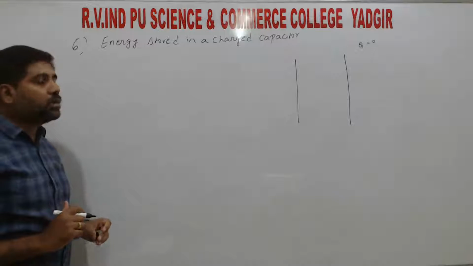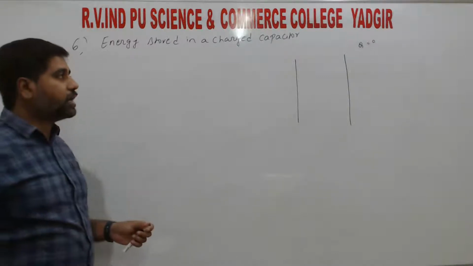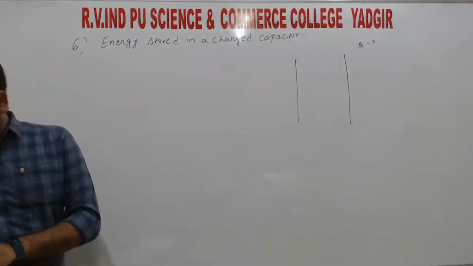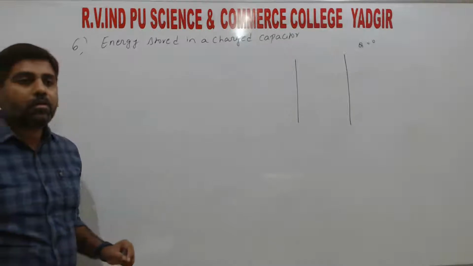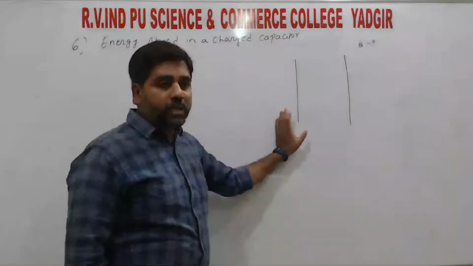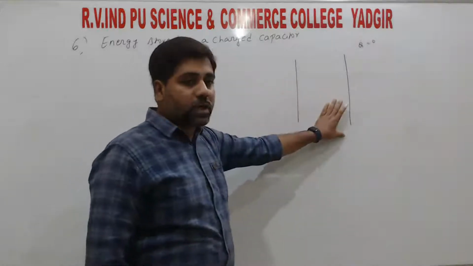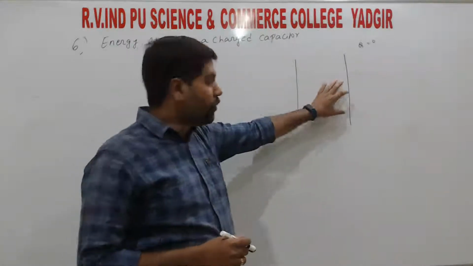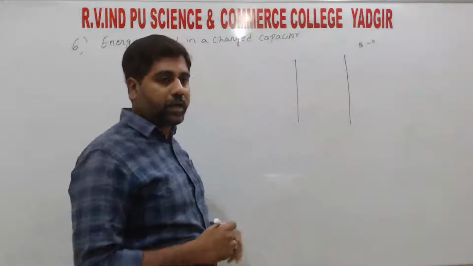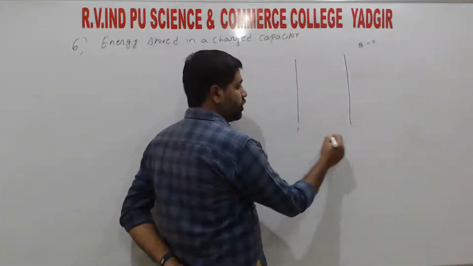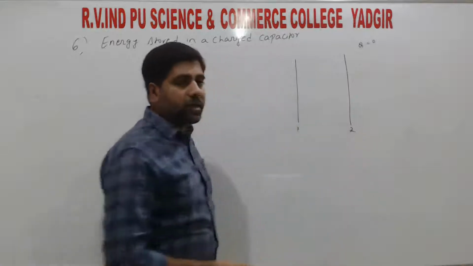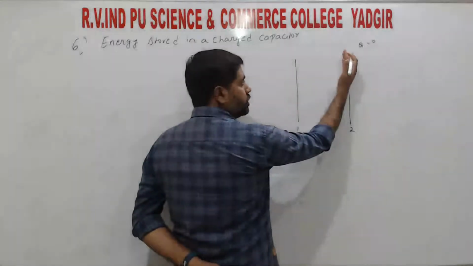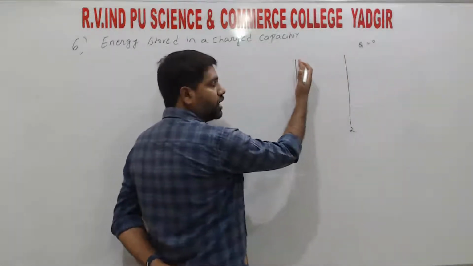So, the derivation of energy stored in the charged capacitor. Initially we are considering two parallel plate conductors, and initially those are uncharged. That means there is no charge, right? Now we are bringing the charge from the second conductor to the first conductor. The first one we take as conductor 1 and the second as conductor 2, right? We are bringing the positive charge from the second conductor to the first conductor.